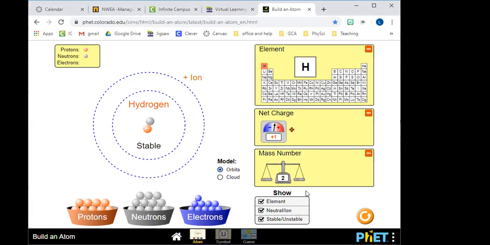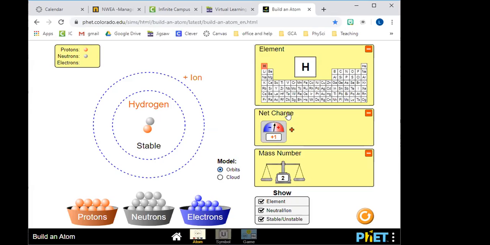I'm going to go ahead and add a neutron now. Notice that my mass number went up to 2, because the mass number is the mass of the nucleus. It includes both protons and neutrons. So that is 2. The net charge is still +1 because the neutron is neutral, so it does not affect the charge of the atom.